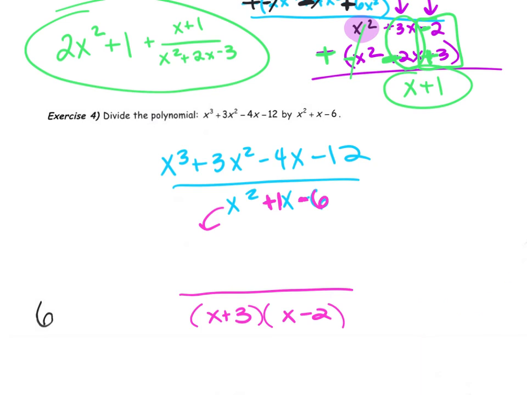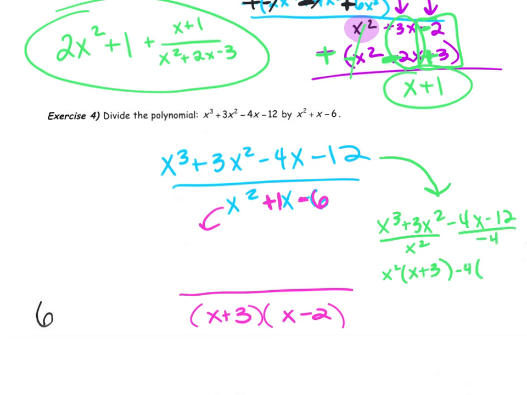Now, this numerator can be factored by using grouping, right? I have 4 terms I could group. So I have x cubed plus 3x squared minus 4x minus 12. And let's see. Take out the x squared from the first 2. We're left with x plus 3. Take out the -4 from the last 2. And again, we should be left with x plus 3. If these things don't match, we did something wrong. We then get x squared minus 4 times x plus 3.